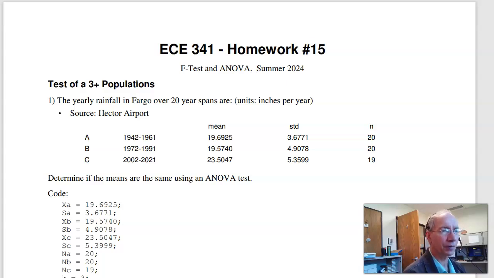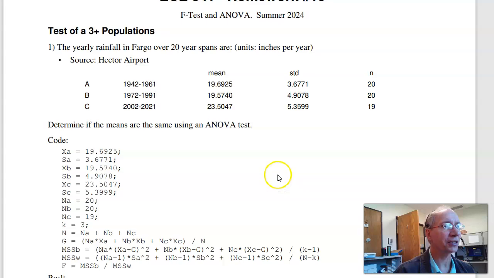The rainfall over 20-year spans is as follows. Here's the 20-year span, the average rainfall for that year, the standard deviation, number of data points. From that, determine if the rainfall in Fargo is the same in each of these or if the rainfall has changed. Well, to do that, we do an analysis of variance.